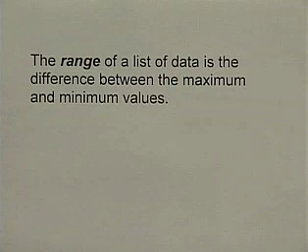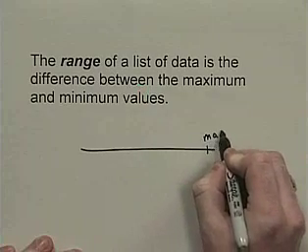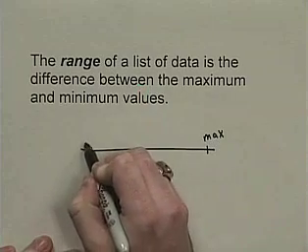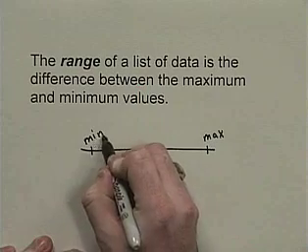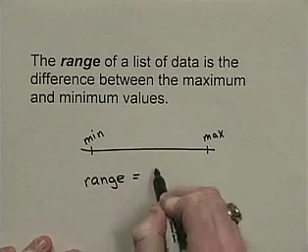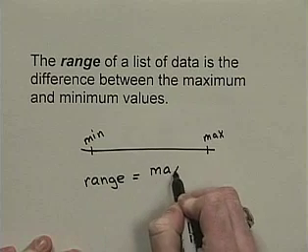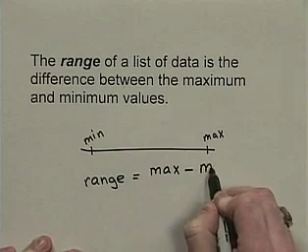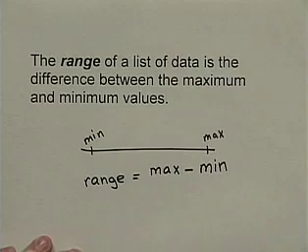The range of a data list is the difference between the maximum and the minimum values. So, take your number line, find your max value here, you have your min value here, and the range is equal to max minus min. So let's try out a problem using these concepts.